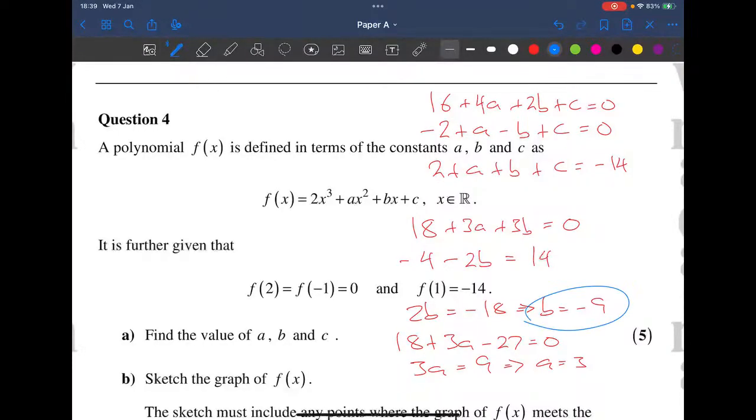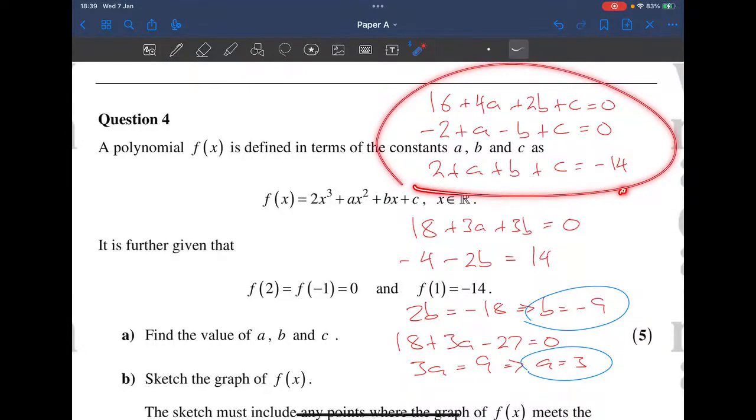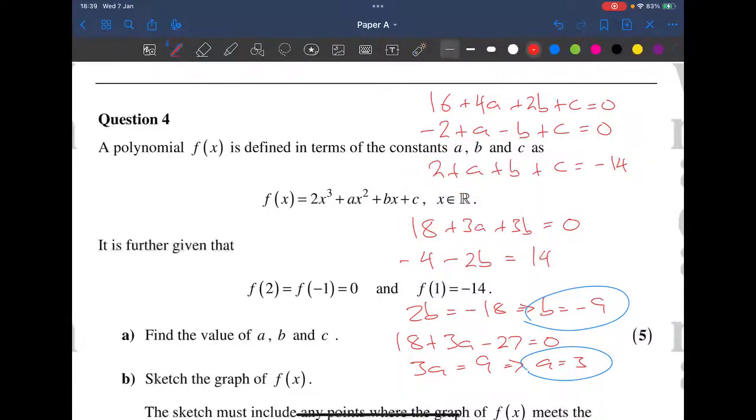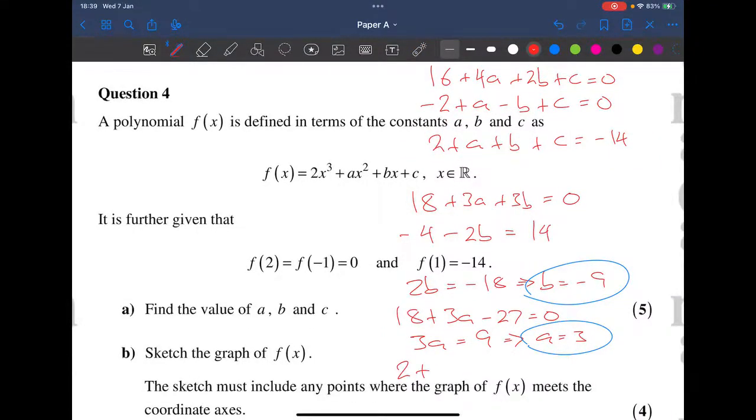Let's just circle both of these so it's easier to see backwards. And now take any of the equations above, plug in the values for a and b, and that should give us the value for c. So on this one, we'll have 2 plus the a, which was 3, plus the b, which was negative 9.